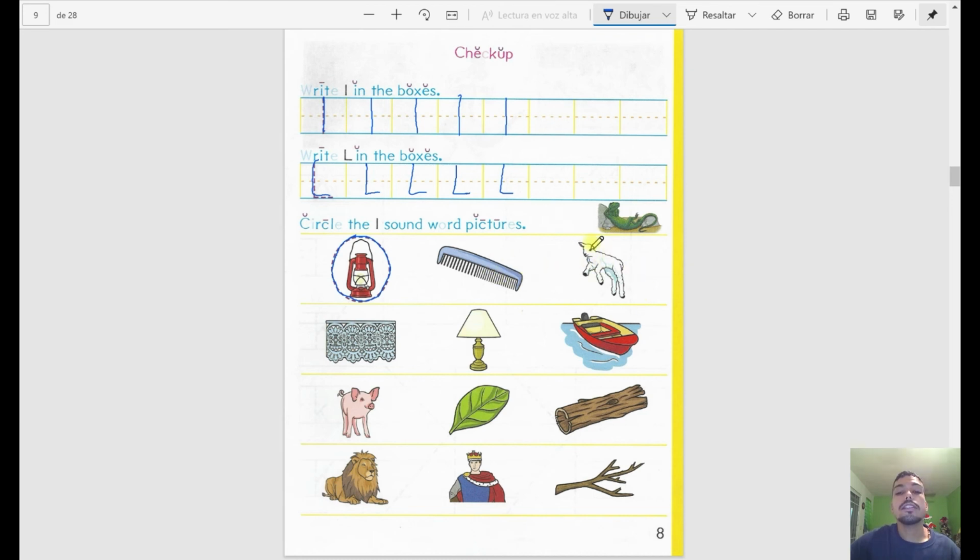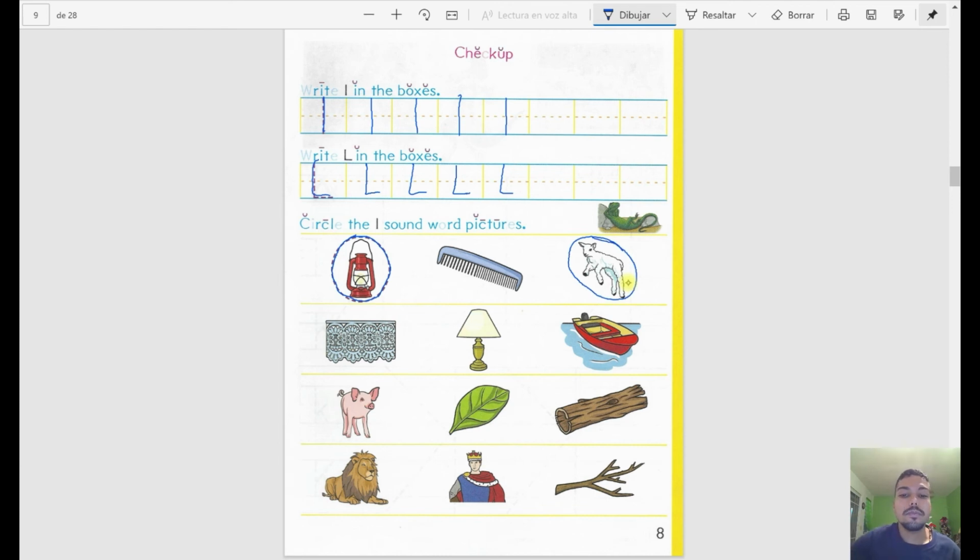The next one here is lamb. Lamb has the sound ooh. Lamb, it has the sound. Tiene el sonido, lamb. Yes, very good. So we have to circle the lamb.